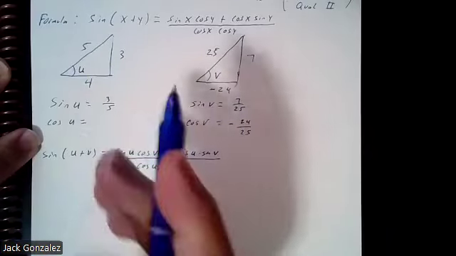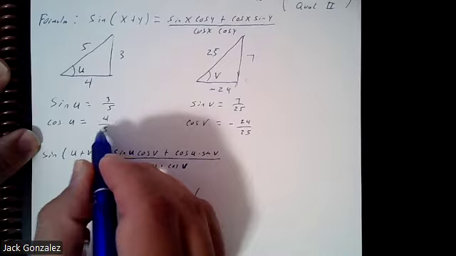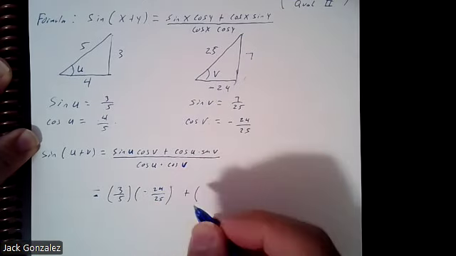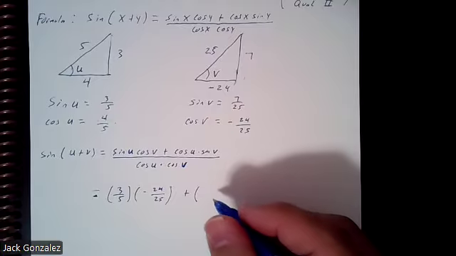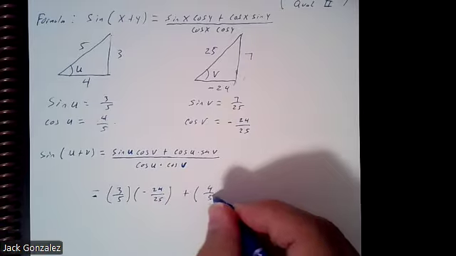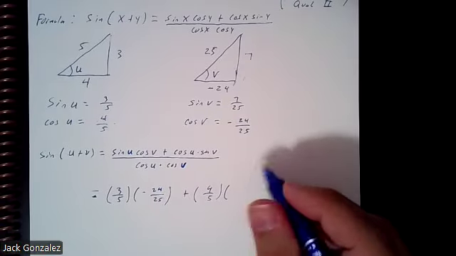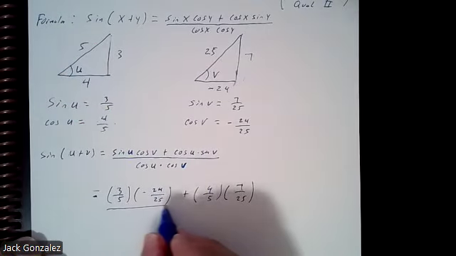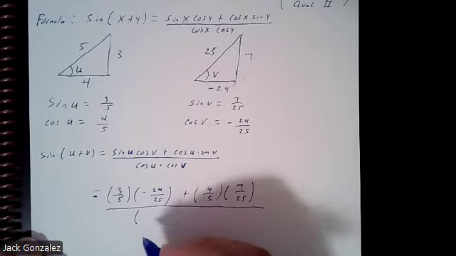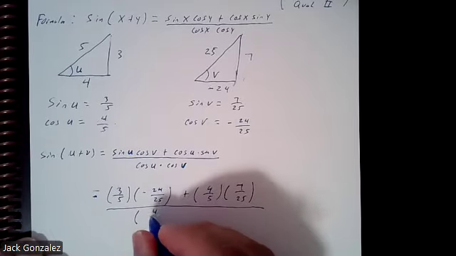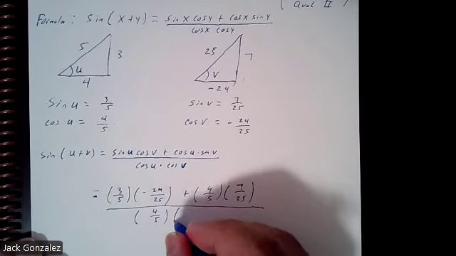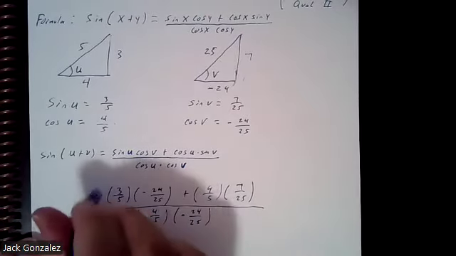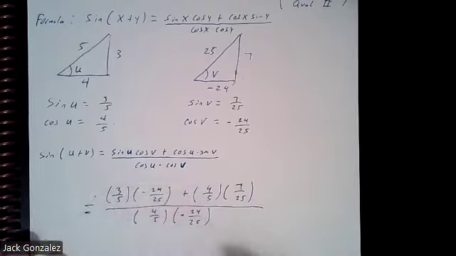Cosine u is adjacent over hypotenuse, so this one's good, plus cosine u, so this is the 4/5 right here, times sine v, which is up here, times cosine u, cosine v, and there we go.